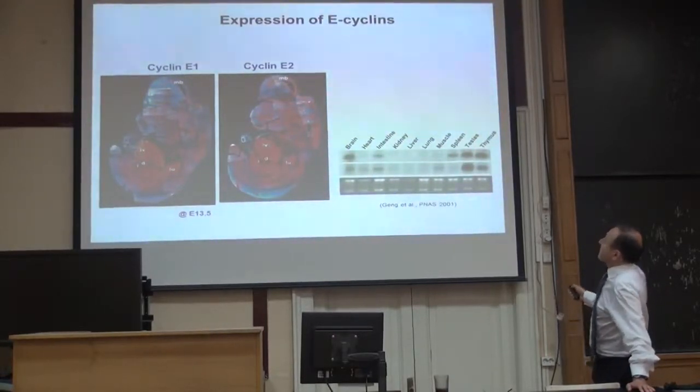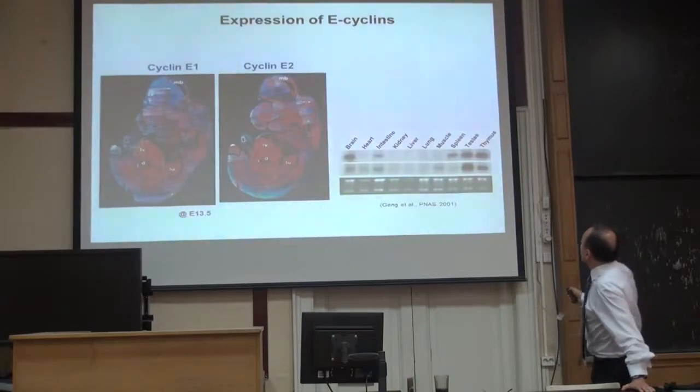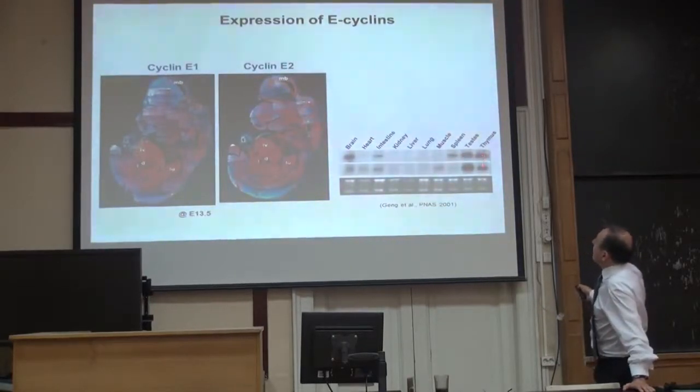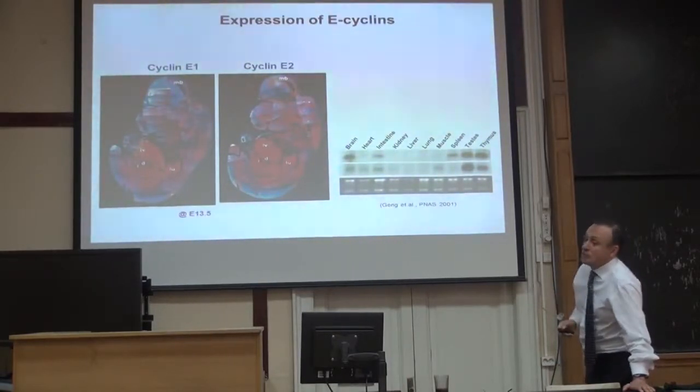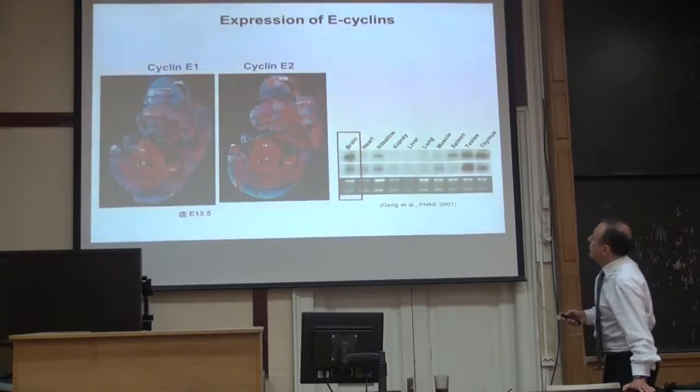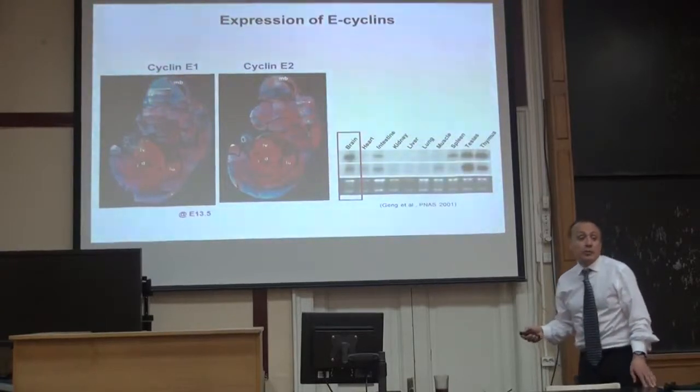When you take testis, where there are proliferating cells, or thymus, then there's a high level of cyclin E1 and cyclin E2. So this is consistent with the fact that cyclin E is a component of the cell cycle machinery. But 13 years ago, a young gang in my lab noticed that in the brain there is a high level of cyclin E1 and E2, although this is a non-proliferating compartment.